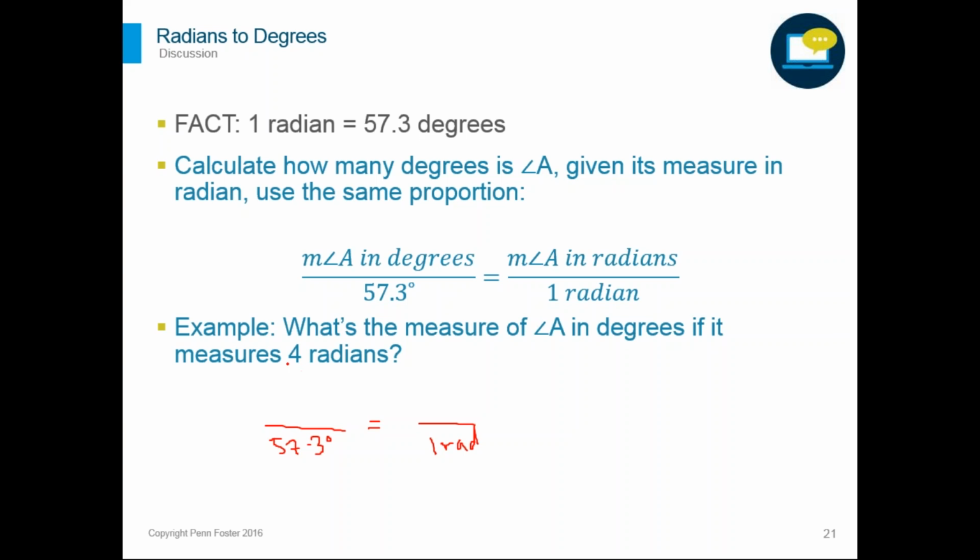And the given this time is 4 radians. 4 radians is how many degrees? Measure of angle A in degrees. Multiply, divide. The measure of angle A in degrees equals 4 times 57.3 divided by 1. That will give you the measure in degrees, 229.3 degrees. That's it. 0.2 to be specific here.